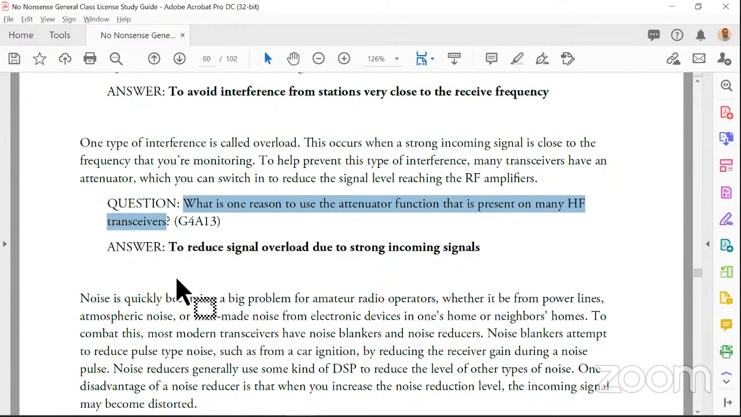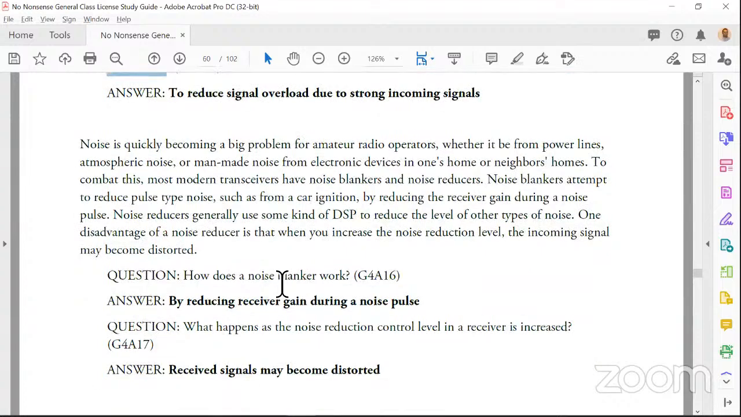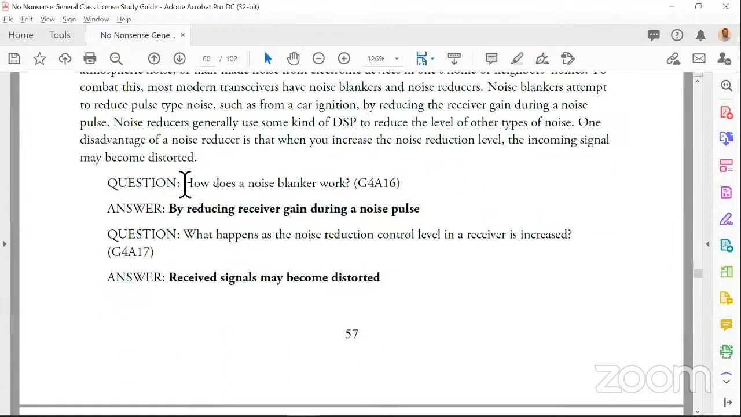What is one reason to use the attenuator function that is present on many HF transceivers? So they're asking us about the attenuator function. Remember we said attenuation is reduction. So let's see what the answer is. The purpose of the attenuator is to reduce signal overload due to strong incoming signals. So if you have a radio operator who's very near to us, and that is overloading your front end and your radio, and you want to reduce that overload, you use the attenuator function. Press the button, push the button, turn it up. Okay. Next question in the question pool.